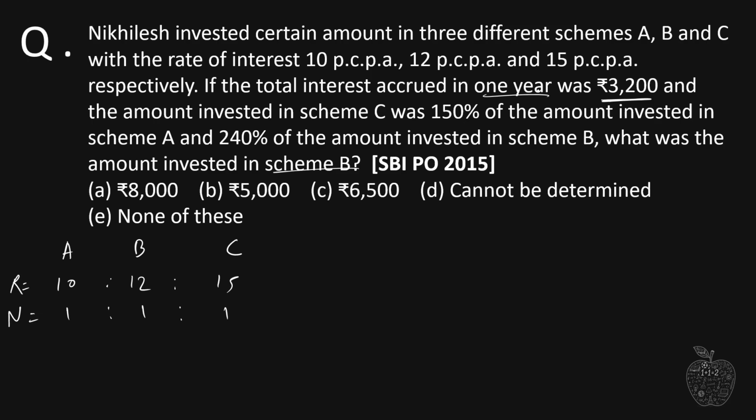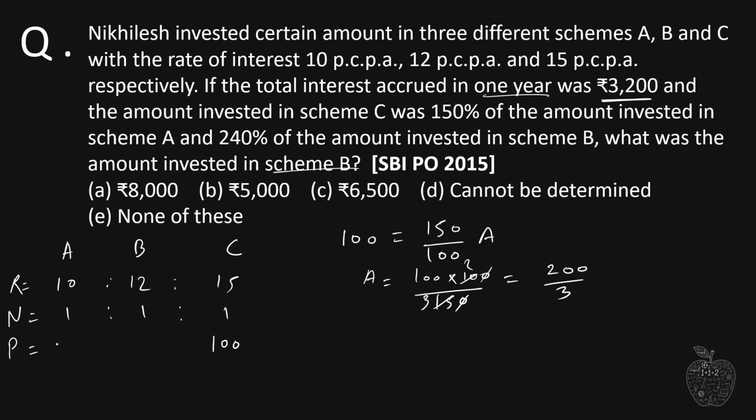Okay, and the amount invested in scheme C was 150% of the amount invested in scheme A. So that means the principal, let's assume the principal for C is 100, and the question is saying that the amount invested in scheme C was 150% of scheme A. So the amount invested in C, which is 100, is 150% of scheme A. So let's calculate for A. It becomes 100 into 100 divided by 150. So we get scheme A as 200 by 3. So let's put the value here, 200 by 3.